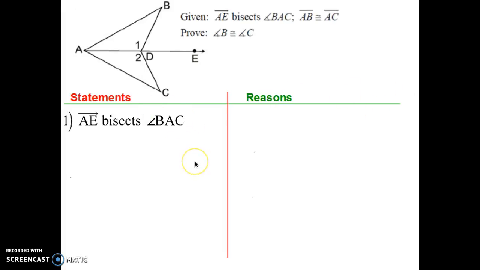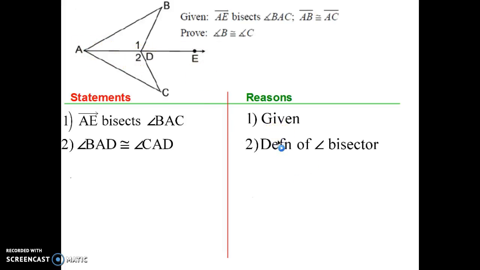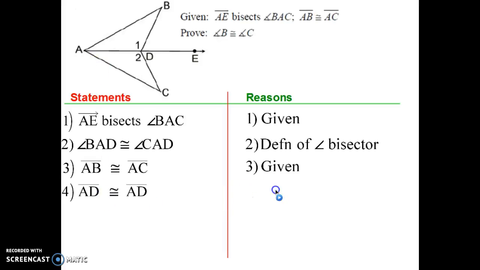We know that ray AE bisects angle BAC, that's a given. And then, based on our definition of a bisector, we can also say that angle BAD is congruent to angle CAD, because that ray bisects that big angle. From there, we can move on to one of our other given terms. We know that side AB and side AC are congruent on these two triangles. And then we're going to go on and work with this segment in the middle that both of our triangles share, segment AD. And by the reflexive property of congruence, we can say it is congruent to itself.